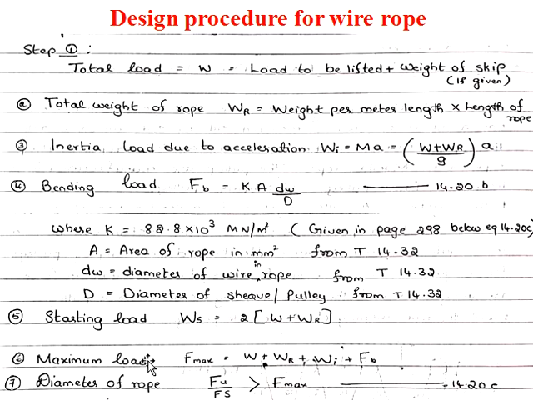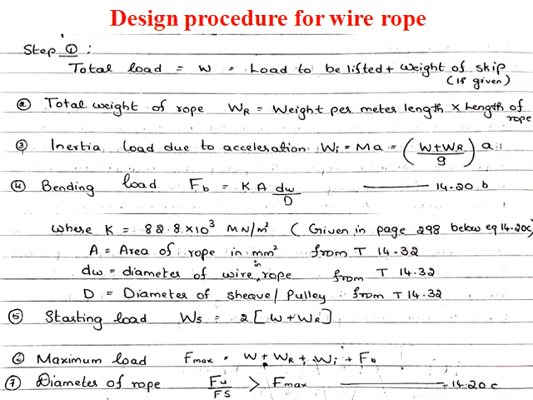And the last step, here our aim is to determine the diameter of the rope, that can be determined using equation number 14.20c in the data book. The equation is Fu by Fs should be greater than F max. In this equation, Fu is the ultimate load. It varies from type to type. For example, if you are using 6 into 19 type, that will have one Fu value. If you are using 6 into 7, that will have some other Fu value. Fs value you can get from the data book. If it is not given in the question, you can refer to the data book for the Fs value. F max you will get from step number 6.